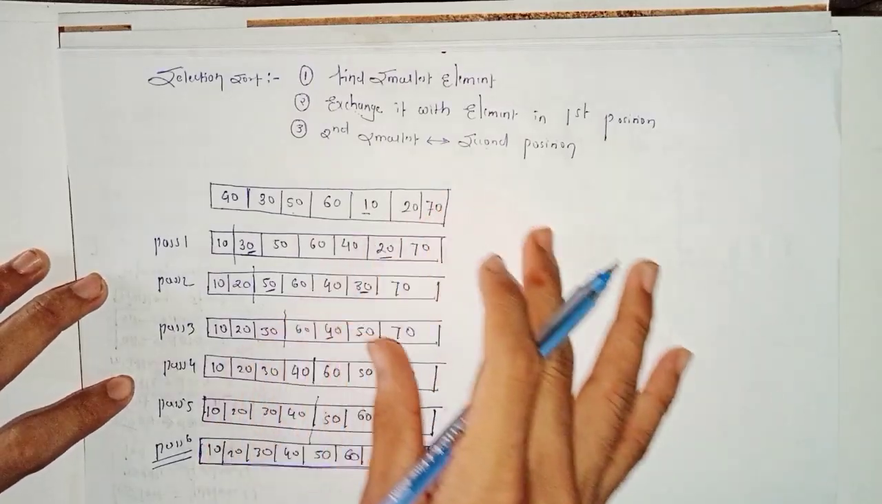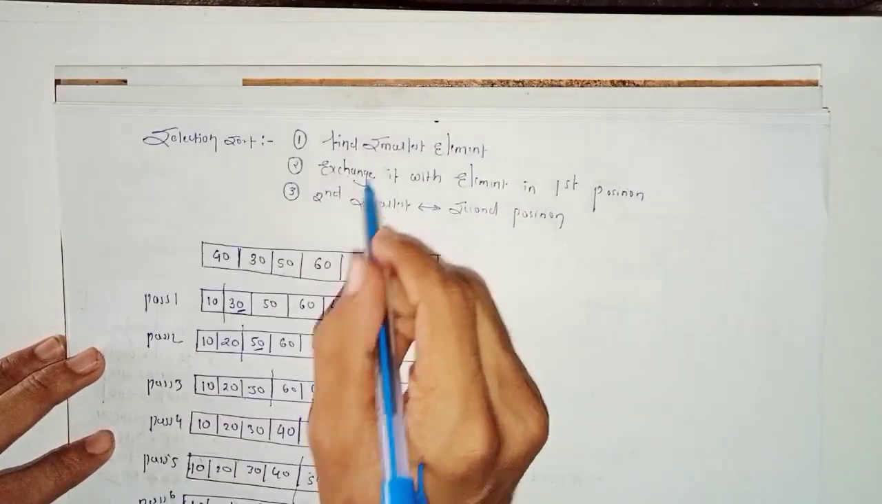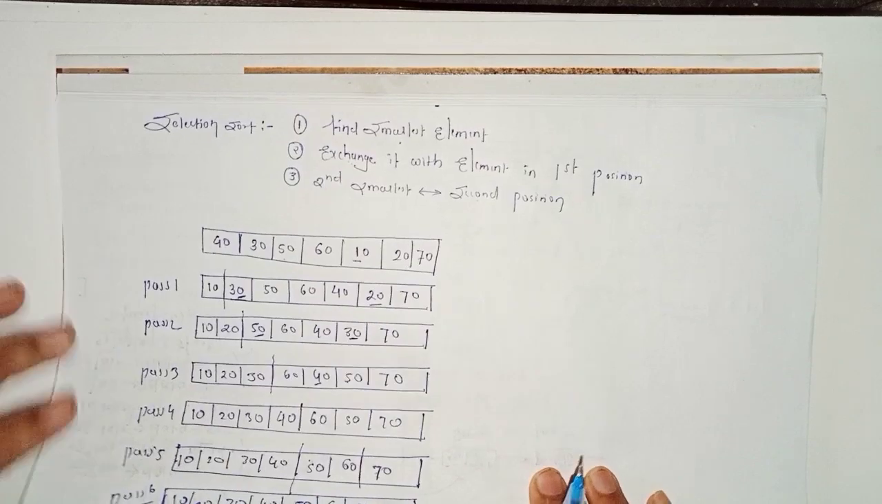So this is the entire general logic: simply find the smallest element. Now let me show the code, what's exactly happening right here.